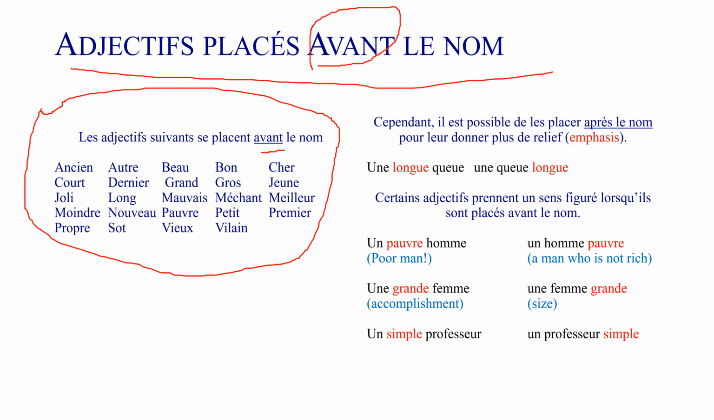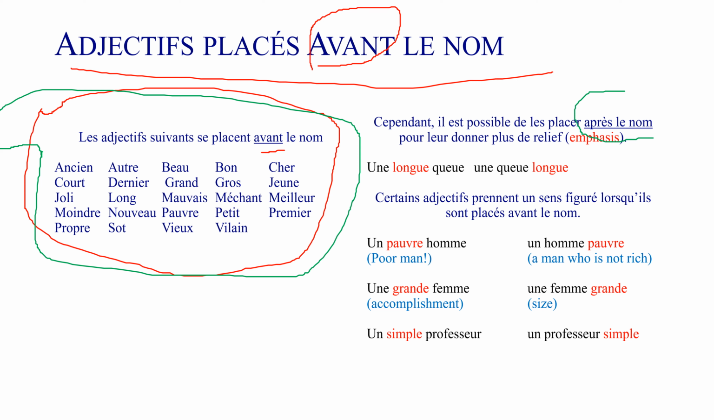Ancien, autre, beau, bon, cher, court, dernier. And here is your list. So you can always refer to that list whenever you are writing and you're not sure where to place it. However, it is also possible to place them after the name. Why? Because you want to give them plus de relief.